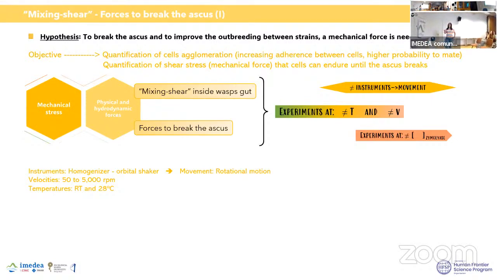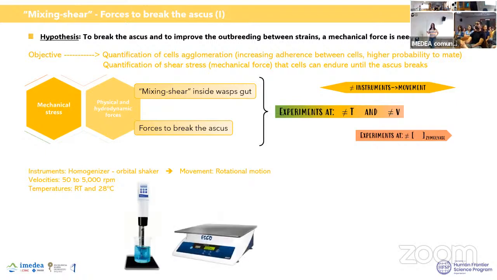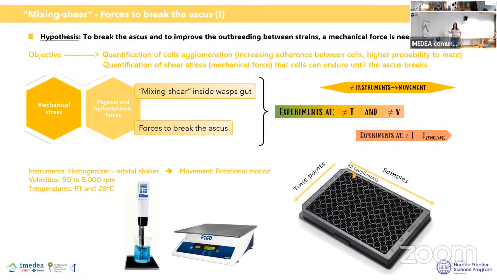So I told you that to rupture the ascus and improve outbreeding, we think that mechanical force is needed, okay? So when we apply this mechanical force, it's like a rotational motion. That could be like what we have in the stomach, just to digest the food. Okay, and we use different instruments for doing that, and also different velocities. These are the homogenizer and the orbital shaker that we use just to give the cells this movement.